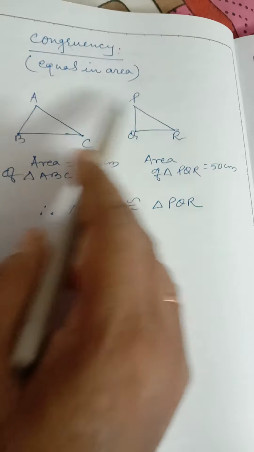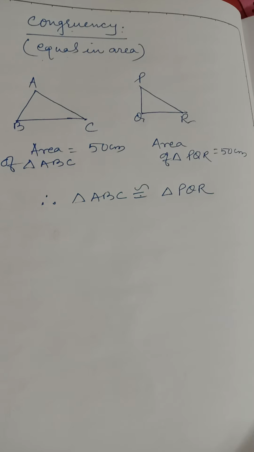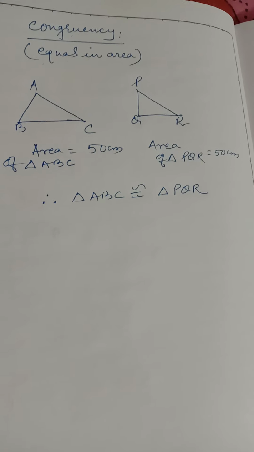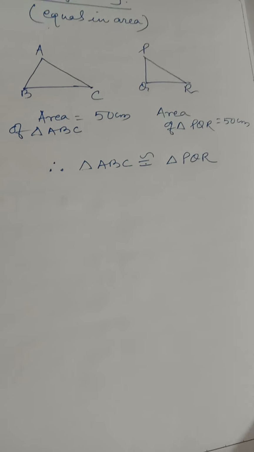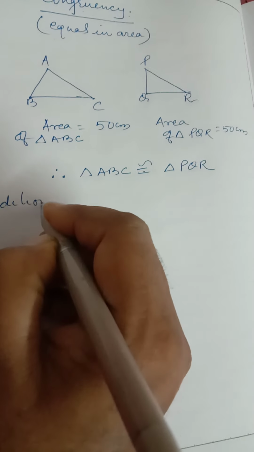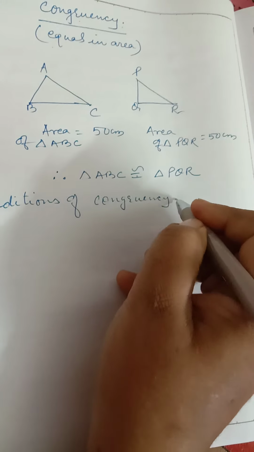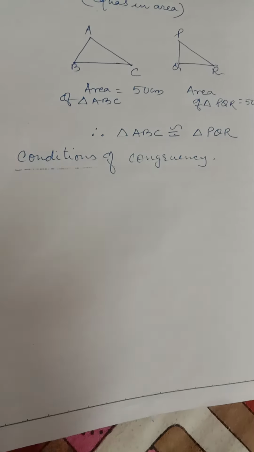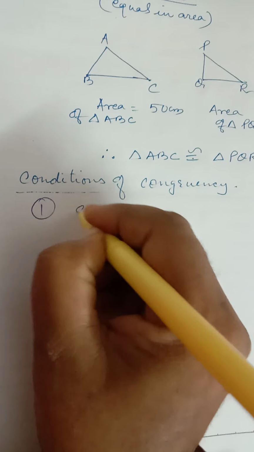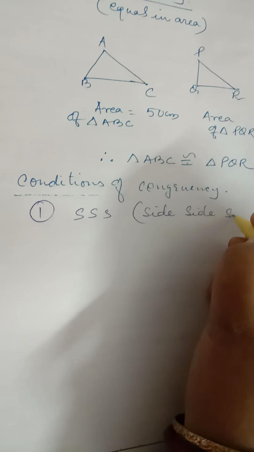Now, it is not possible every time to find the area and measure whether they are congruent or not. So, in this case, we have certain properties related to triangles on which basis we can say the triangles are congruent. So the conditions of congruency are, the first is SSS, which represents side, side, side.